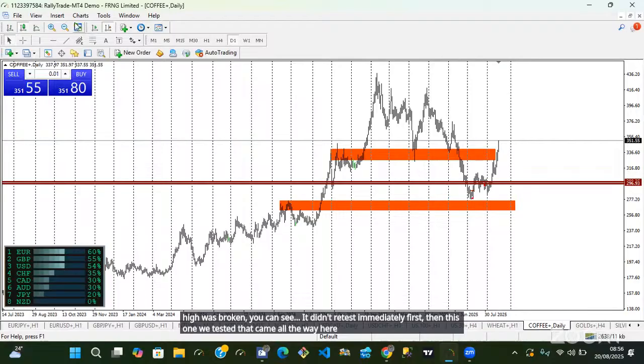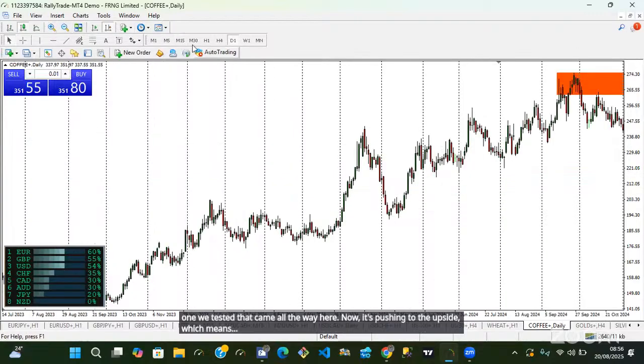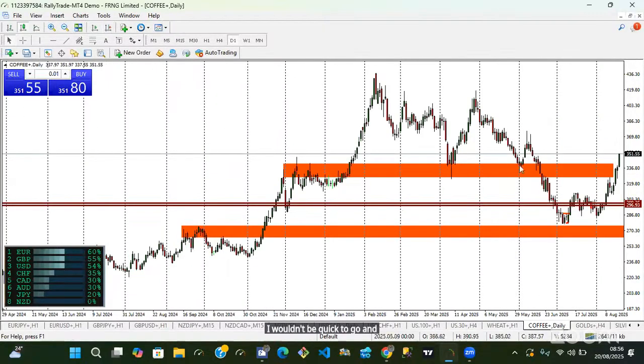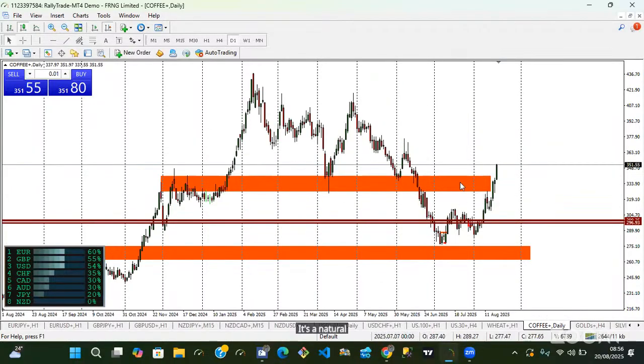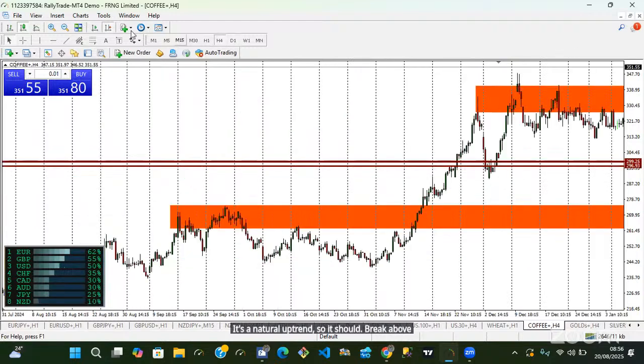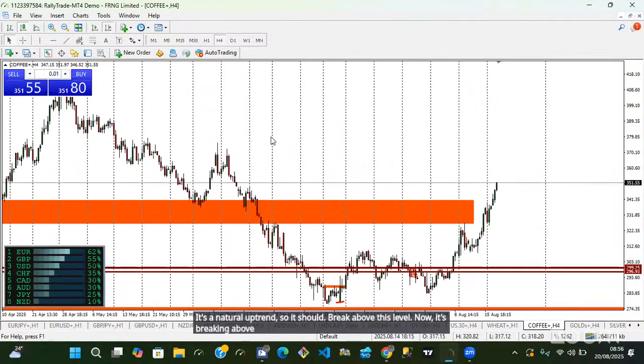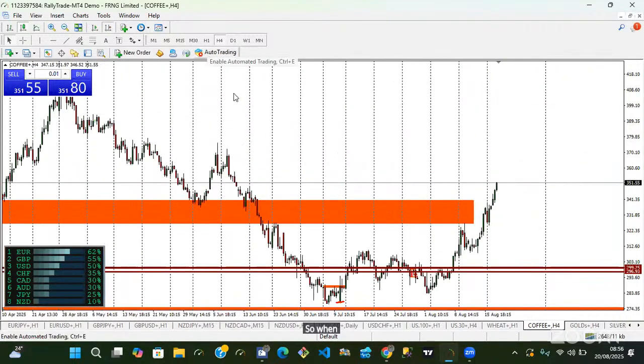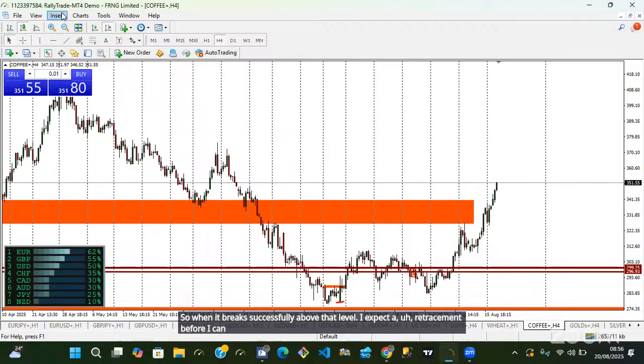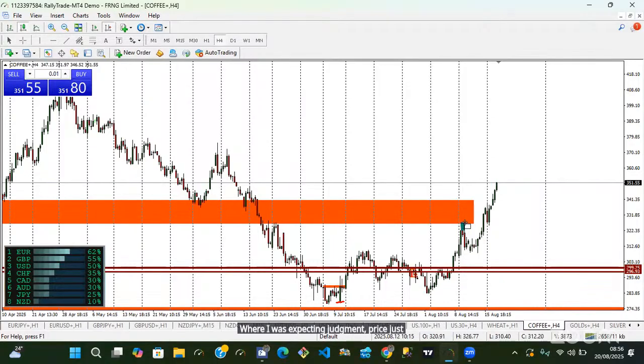Now it's pushing to the upside, which means I wouldn't be quick to go and sell just because price got to this point. It's a natural uptrend, so it should break above this level. Now it's breaking above this level. So when it breaks successfully above that level, I expect a retracement before I can buy. So I expect a retracement into this level. Where I was expecting retracement, price just tapped there yesterday.